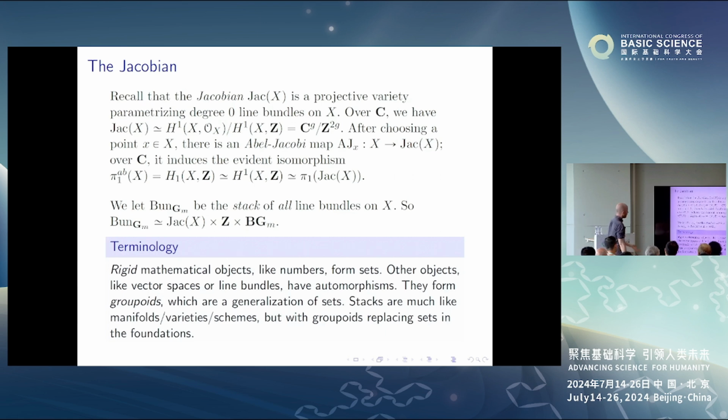Now with that said, Bun_Gm is going to be the stack of all line bundles. So what does that mean? Well, there's the degree 0 line bundles. There's an extra copy of the integers that has to do with the fact that line bundles can have non-zero degree.